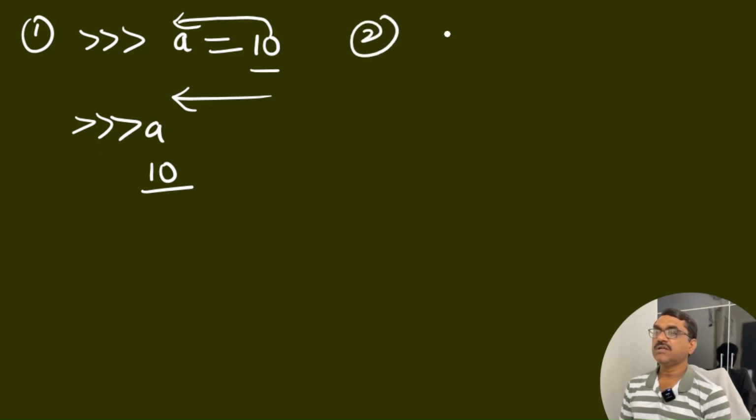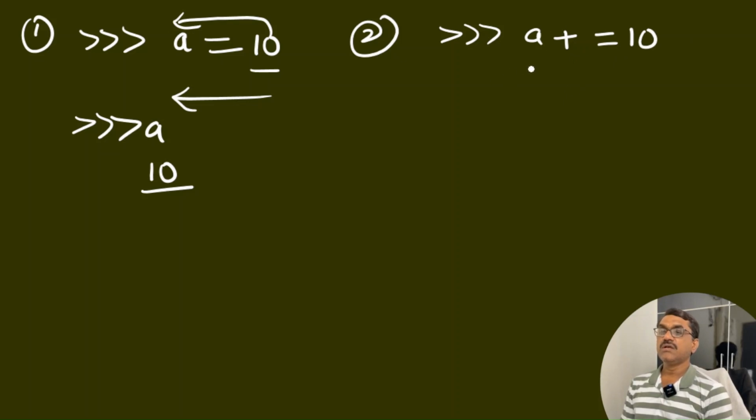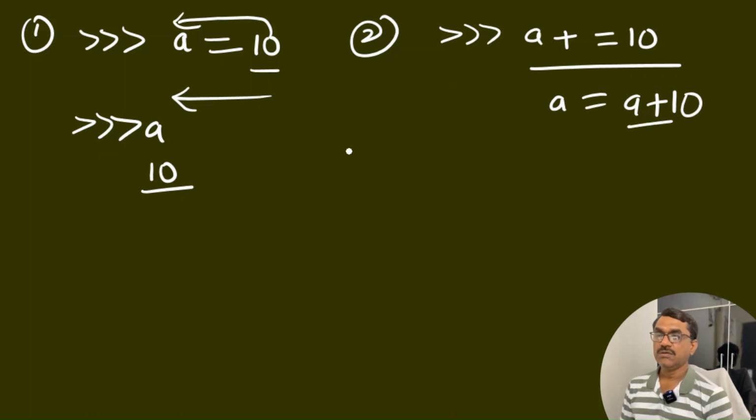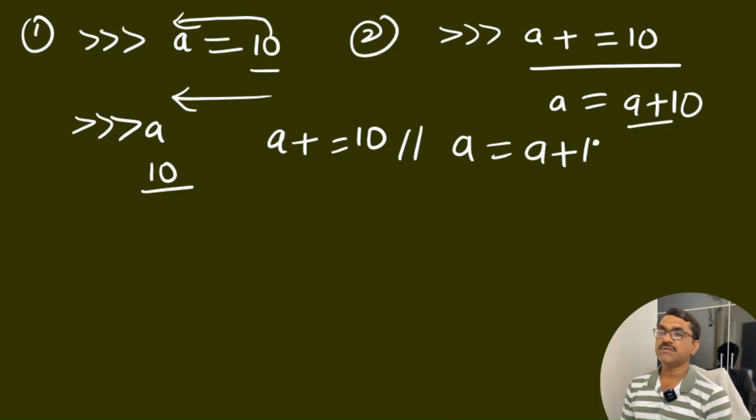Now coming to the second one, take a variable like this. a plus is equals to 10. If I say a plus is equals to 10, the meaning of this is a is equals to a plus 10. This is very, very important. So wherever I write a plus is equals to 10, its meaning is a is equals to a plus 10.